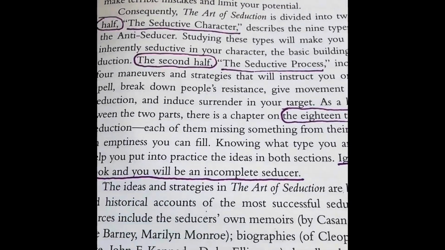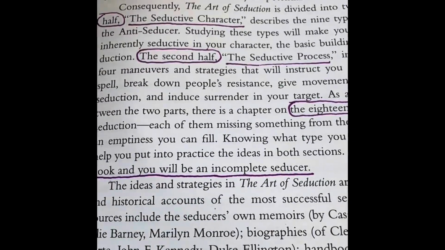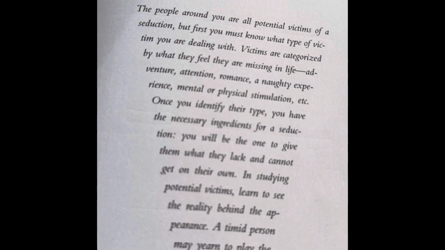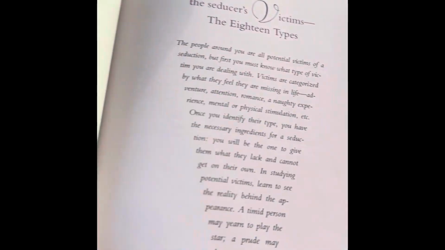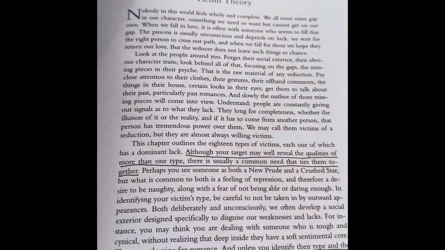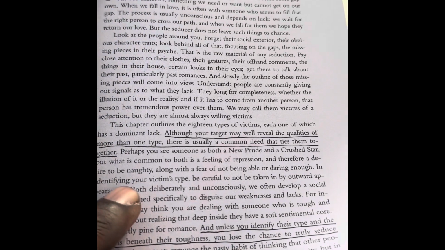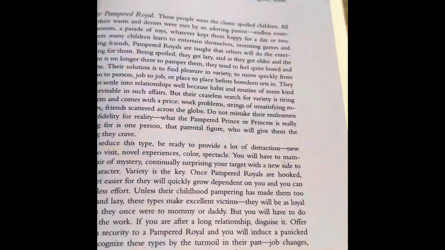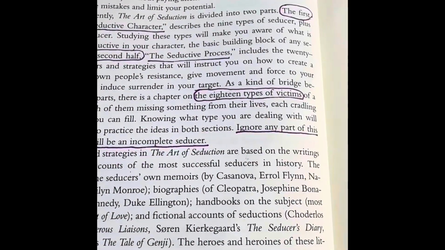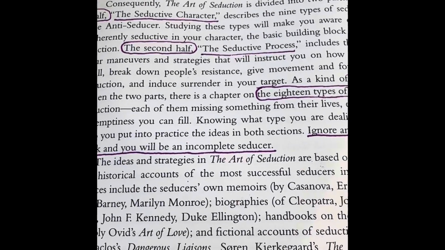As a kind of bridge between the two parts, there is a chapter on the 18 types of victims of a seduction, which is in the center of the book. After you complete the anti-seducer, you then come to the seducer's victims, the 18 types. And then it starts with victim theory, where he clearly identifies how to identify a victim, and then he goes through the 18 types of victims. Robert Greene says, ignore any part of this book and you will be an incomplete seducer.